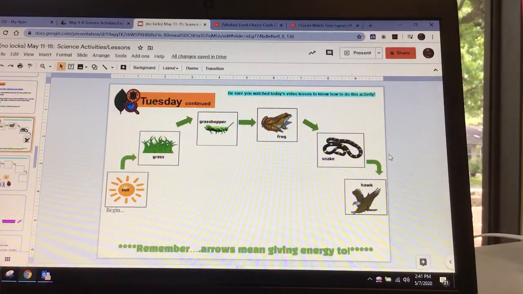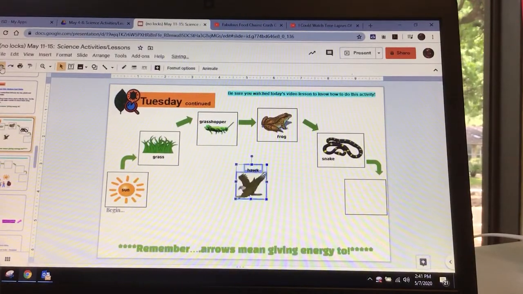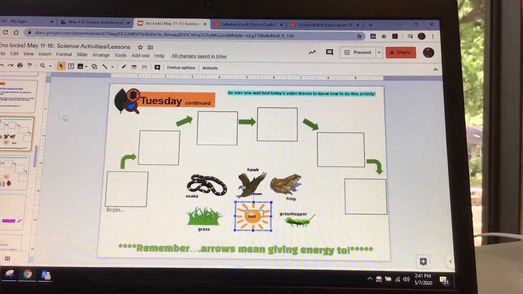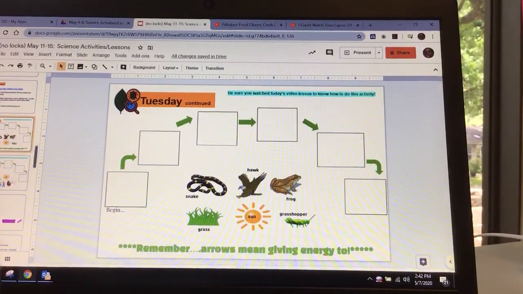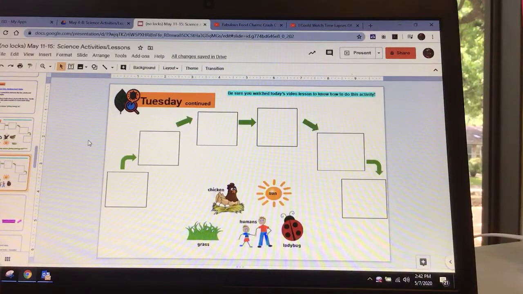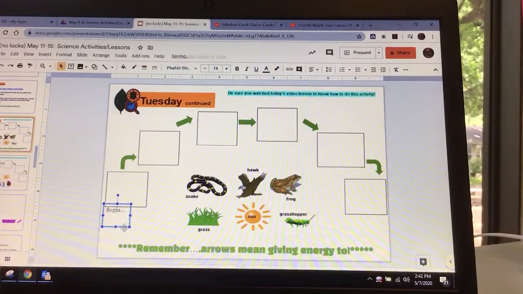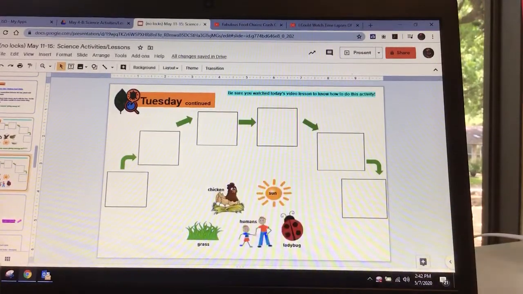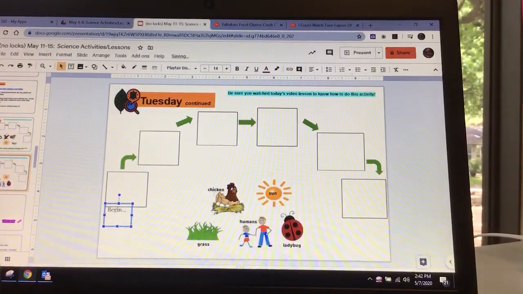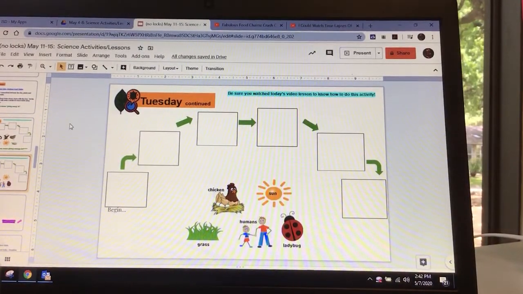All right, so what I'm going to do is move these back to the places where they were, so that you can do this one on your own. And then after you do this one on your own, I'm going to have you do this one completely on your own, okay? So I forgot my little begin thing, so I'm going to copy and paste that right onto this one. Okay, so you're going to do this one on your own, starting with whatever begins the food chain and ending with what ends the food chain here. And remember, the arrows mean that it's giving energy to.